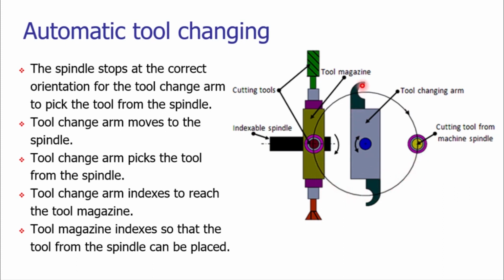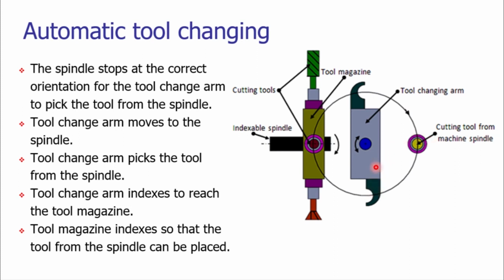So for the initial 90 degrees of the rotation of the tool changing arm, the tool changing arm will be in contact with the machine tool spindle where the cutting tool is mounted. It will pick up the cutting tool. Then for the next 90 degrees, it will come to this particular situation where it is having the taken out cutting tool and it is having the cutting tool that is to be mounted in the spindle.